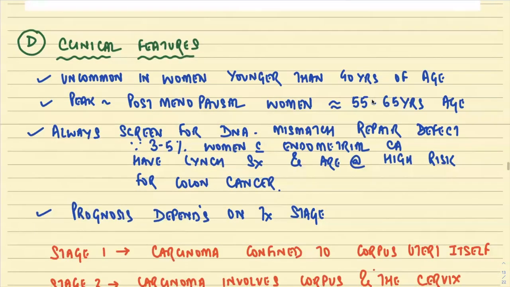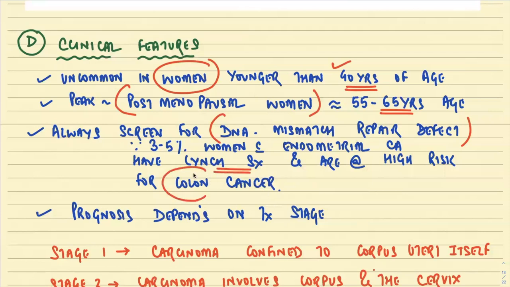Okay. The clinical features of serous carcinoma: it is uncommon in women who are younger than 40 years of age. So it is seen in older age. Peak, it is seen in postmenopausal women in the age group 55 to 65 years. Now, individuals who have this serous variety of carcinoma must always be screened for DNA mismatch repair defect. Why? Because around 3 to 5% of women with the serous variety of endometrial carcinoma are part of Lynch syndrome, and they also have a high risk of colon carcinoma, which I've already discussed before.